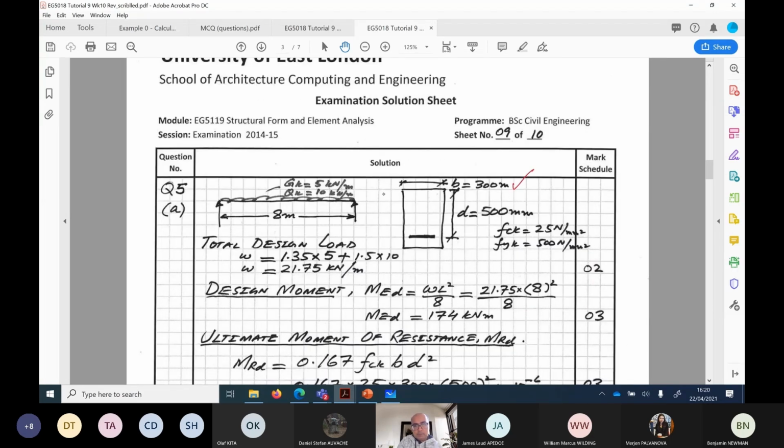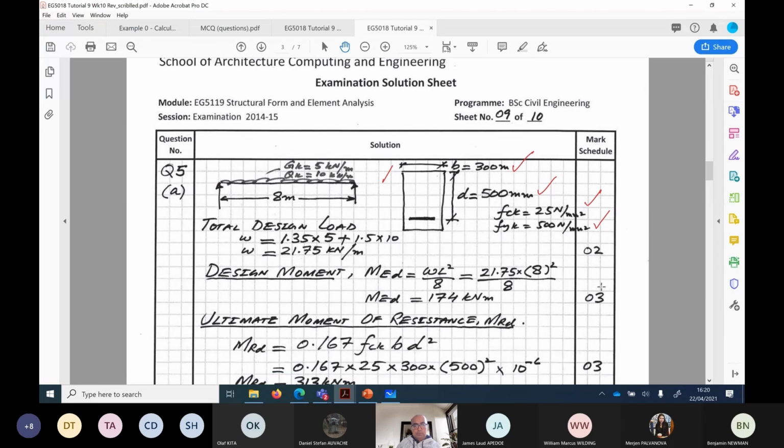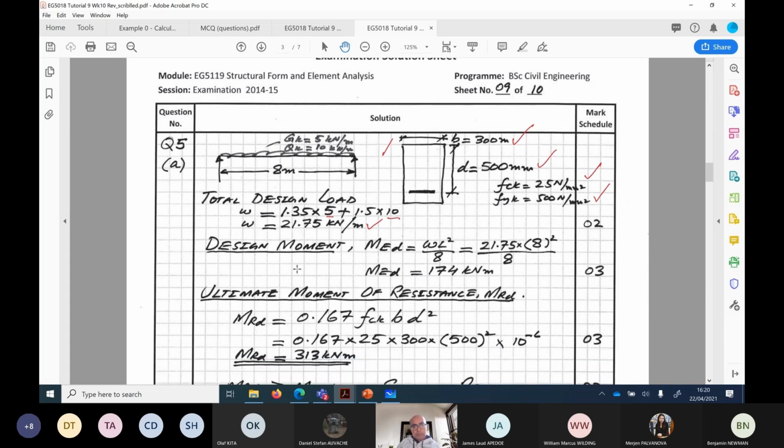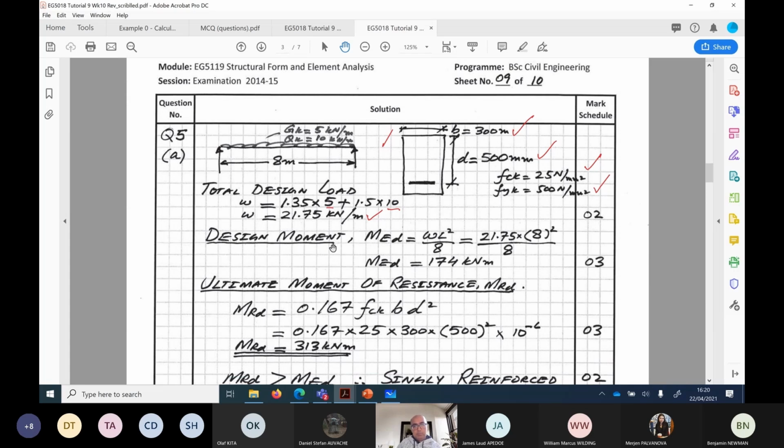The section size is given to us, d is given to us, fck is given to us, fyk is given to us. So first things first, we will work out the total design load. Design load is 1.35 times Gk plus 1.5 times Qk. So Qk and Gk are given, and then you work out the design load, the ultimate load, and then you work out the design moment or applied moment.